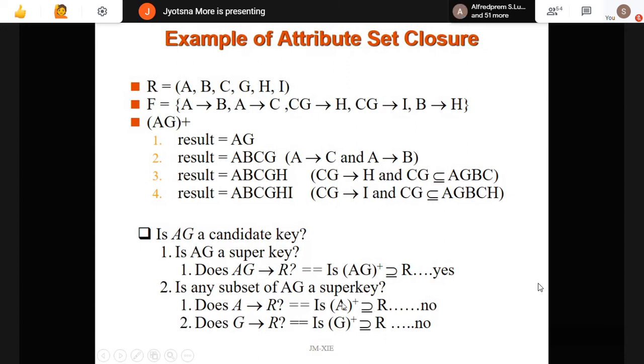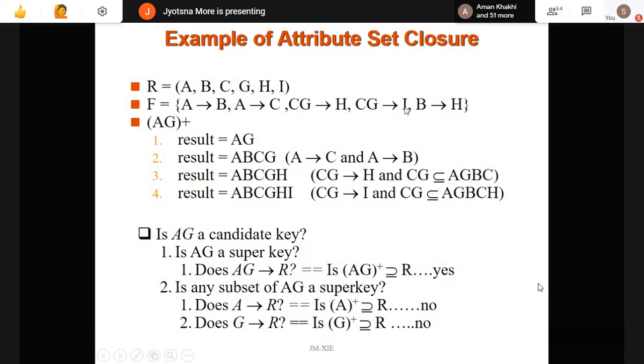So this is not possible. A plus will not be R, R is not a subset of A plus. So this is not G plus. You take initially G is there. Then G determines something is there. Only G. I can break this. So G determines H is possible.